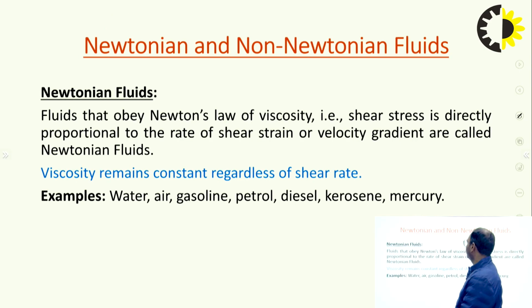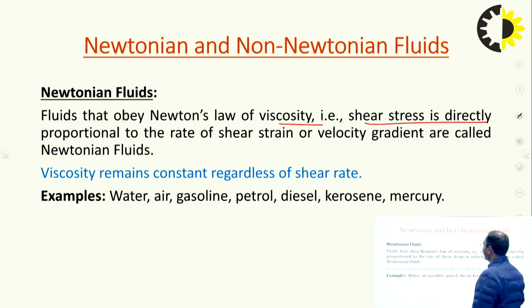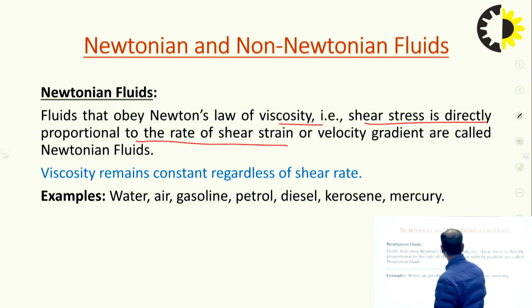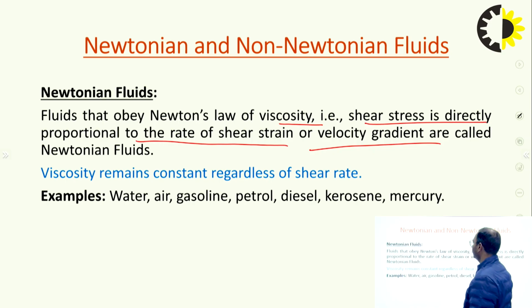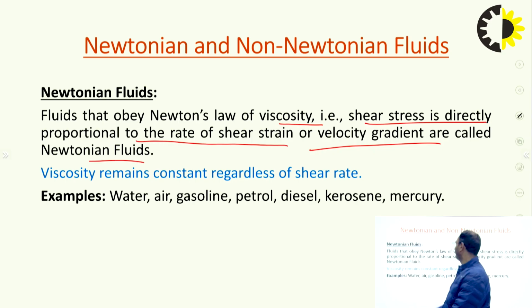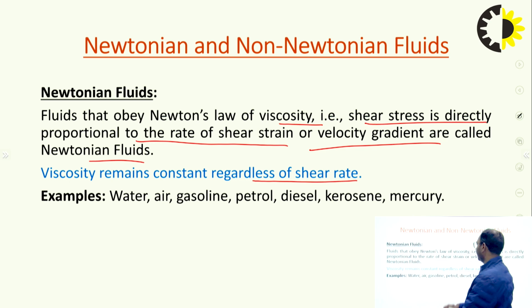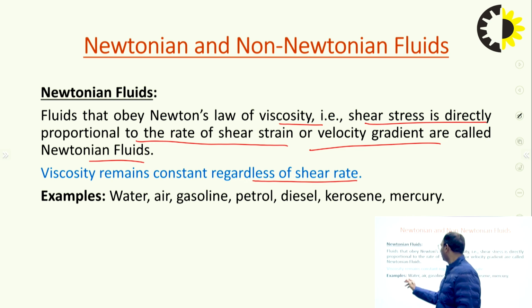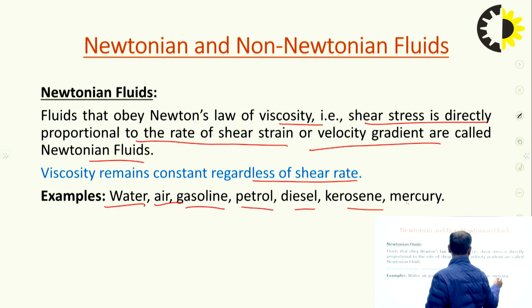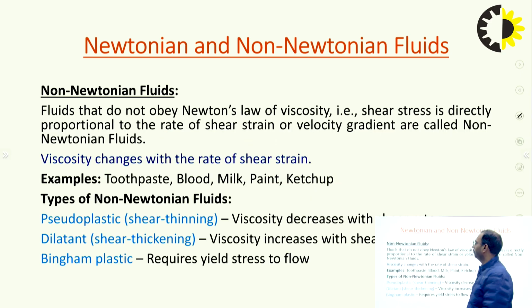Then what are Newtonian fluids? Fluids that obey Newton's law of viscosity, that is, shear stress is directly proportional to the rate of shear strain or velocity gradient, are called Newtonian fluids. In a Newtonian fluid, viscosity remains constant regardless of shear rate. For example, water, air, gasoline, petrol, diesel, kerosene and mercury.